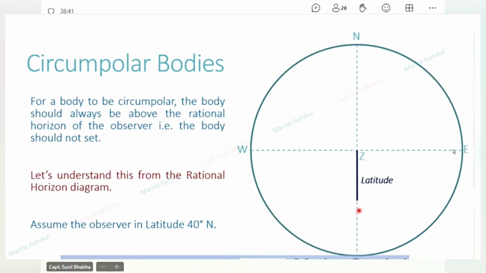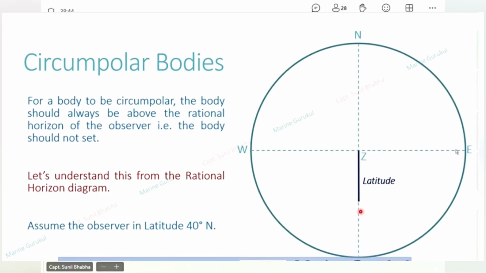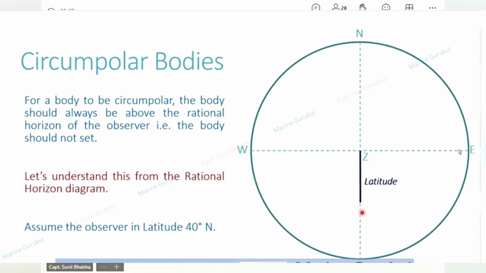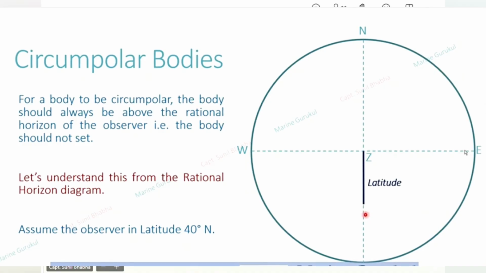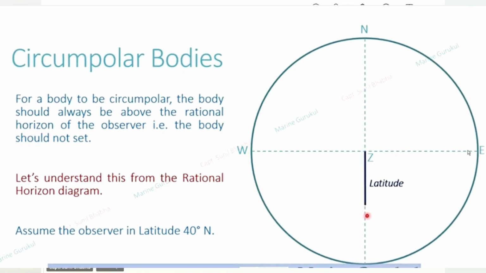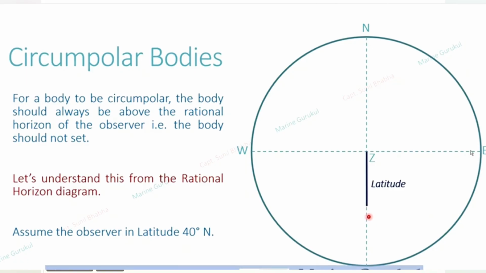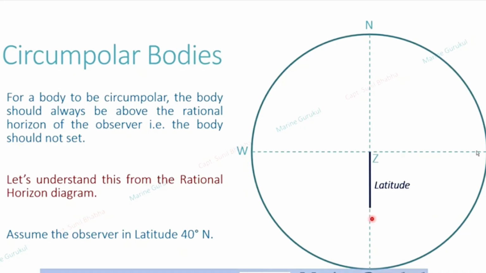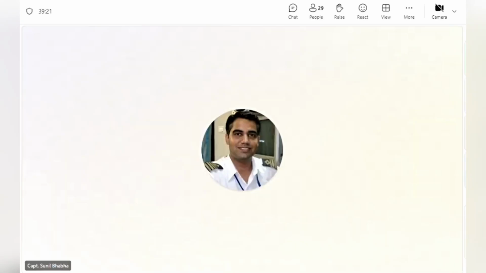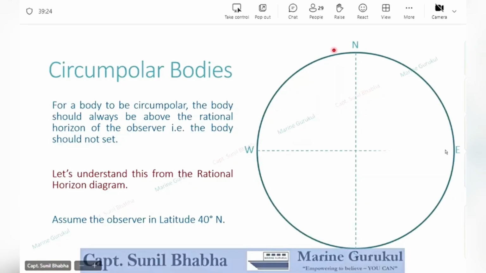Now let's try to understand when does a body become circumpolar, or what are the conditions which lead to a body becoming circumpolar. This can be easily understood from a rational horizon diagram. Let's assume that our observer is in northerly latitude in the north hemisphere. We mark the NESW points on the rational horizon. Then we mark the celestial meridian of the observer. We mark the prime vertical circle. Exactly at the center of this diagram is the zenith of the observer, represented by Z.